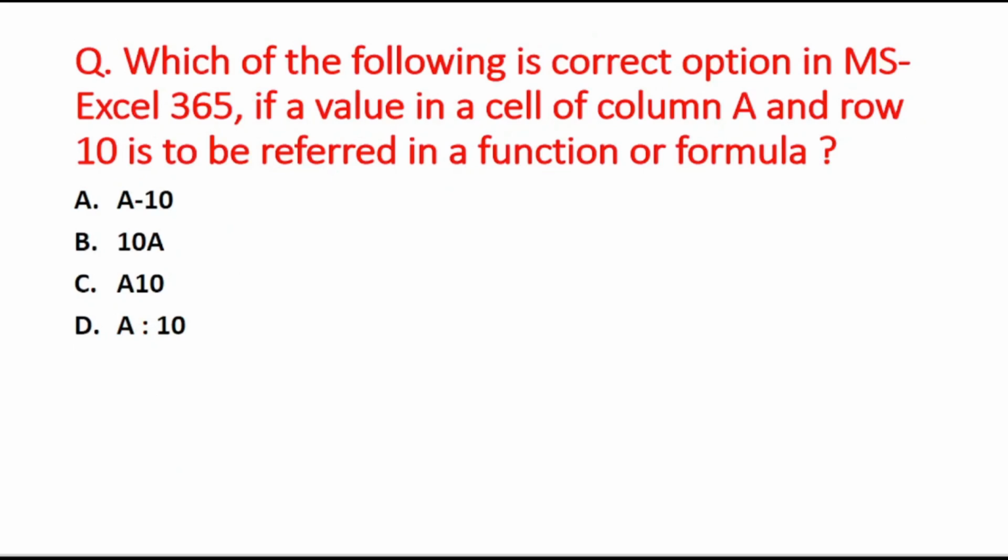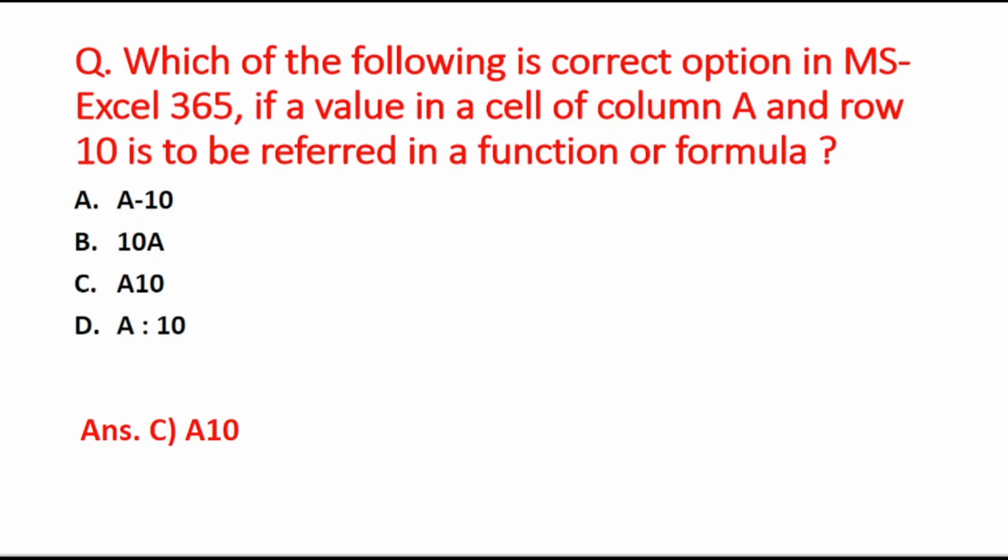Next question is, which of the following is correct option in MS Excel 365 if a value in a cell of column A and row 10 is to be referred in a function or formula? A option is A-10, B option is 10A, C option is A10, and D option is A colon 10. Right answer is option C, that is A10.